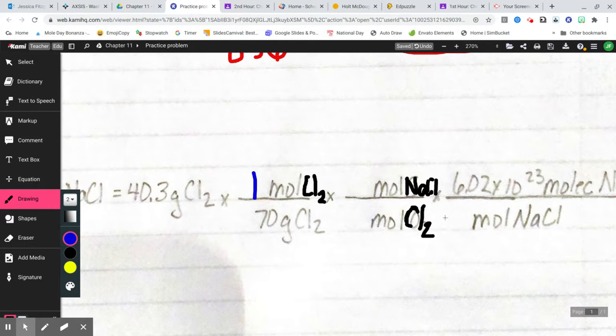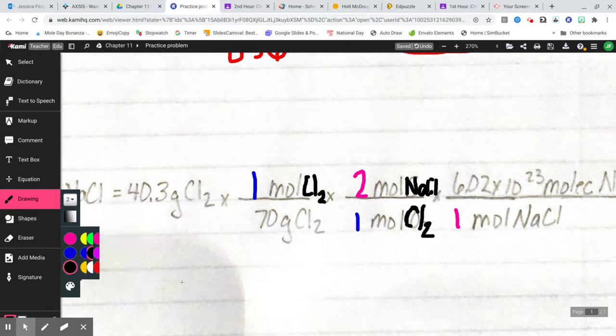It's this middle step here when you're going from moles of chlorine to moles of sodium chloride. That's where you look at your equation's coefficients. So we're going to put a 1 here, and the coefficient for NaCl is a 2. Okay. And our third step, when we're going from moles of NaCl to molecules of NaCl, this is going to be a 1 because the substances are the same in this equality.